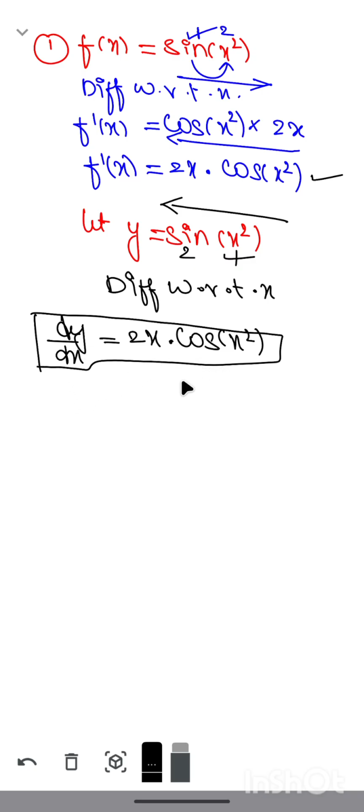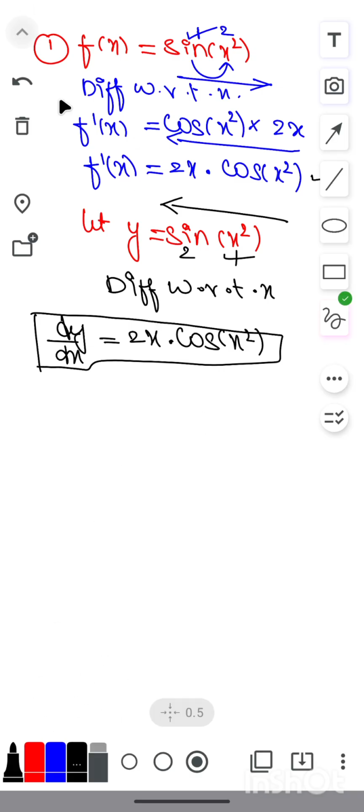Now let us move to the second question. We have the second question as find the derivative of tan of 2x plus 3. Assume we have a second question, that is find the derivative of tan of 2x plus 3. We will assume the given function as y is equal to tan of 2x plus 3.